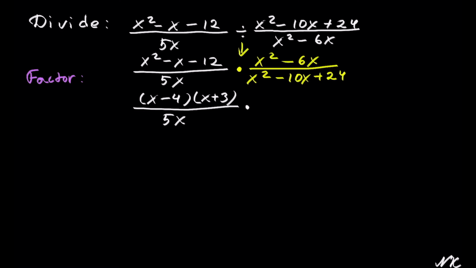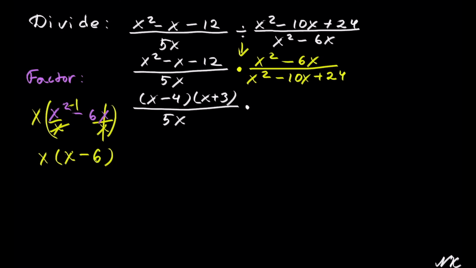Times, in the second numerator we have x squared minus 6x. So we need to factor x squared minus 6x. Both of these can be divided by x. x goes into the denominator and x goes on the outside. So we get x times, x squared divided by x cancels into one factor of x, minus 6x divided by x gives us just negative 6.